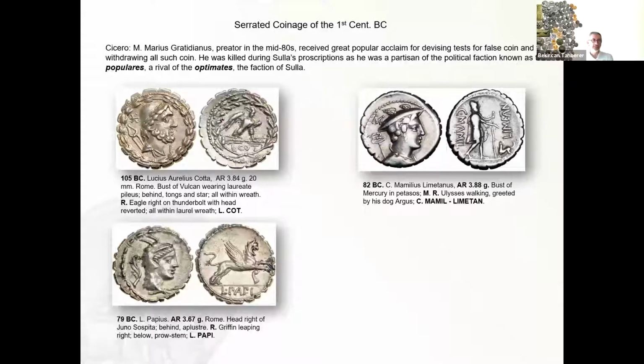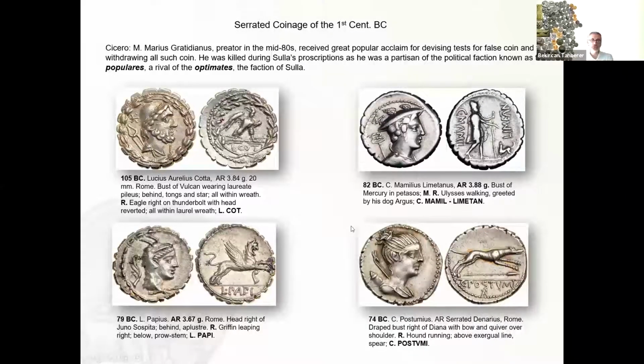And here is another example of the serrated coinage and one more serrated type. These are extensive series of coins. You can find many others. Again, were they simply produced to export or to use outside Italy? I'm not sure about that. But the reintroduction of the serrated coinage simply tells us that forgeries were quite common at that time.